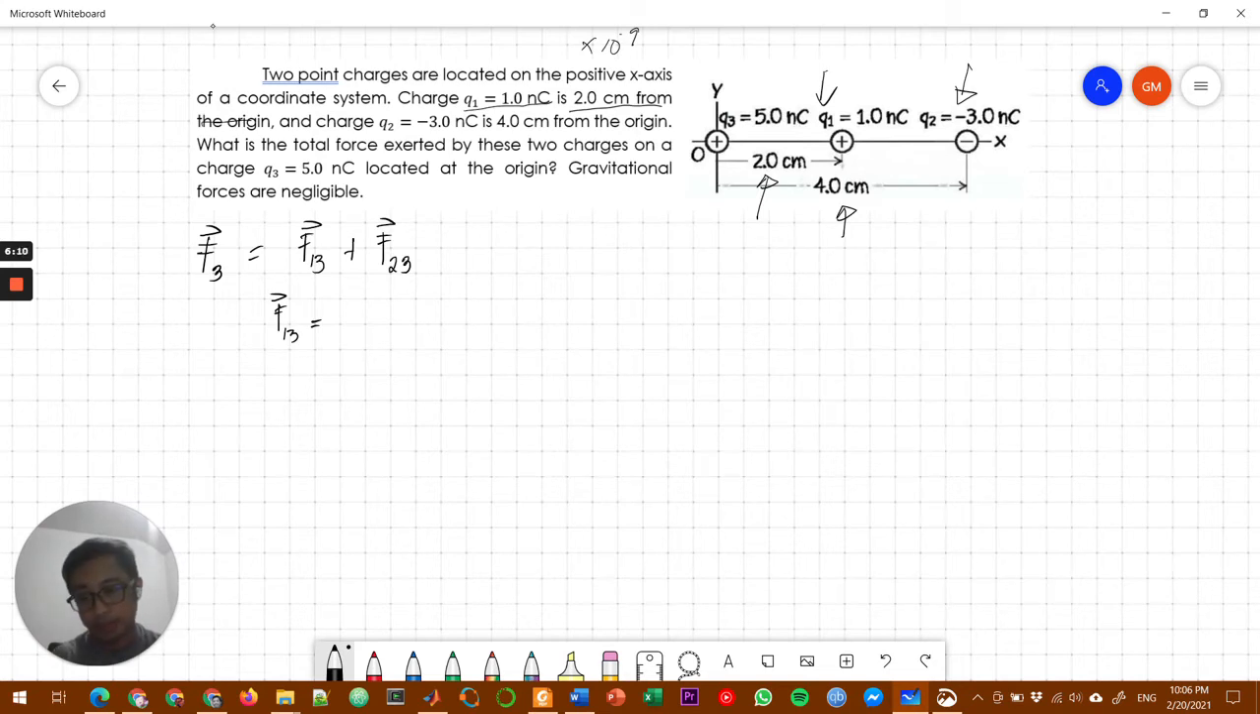Just use Coulomb's law or equation. We have K, that's the absolute value of Q1 and then Q3 over R squared. Okay, or we know from our previous discussion before the value of K, di ba? Unsa ng K, right?